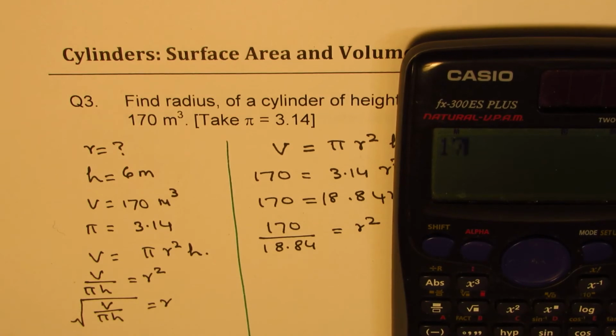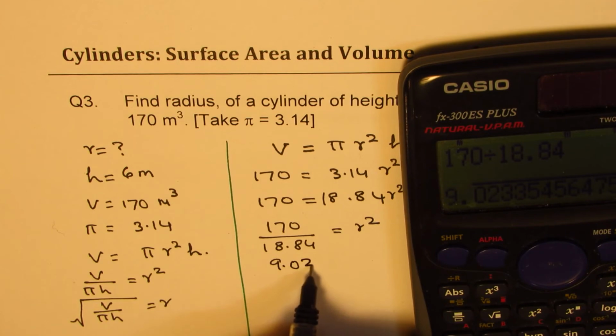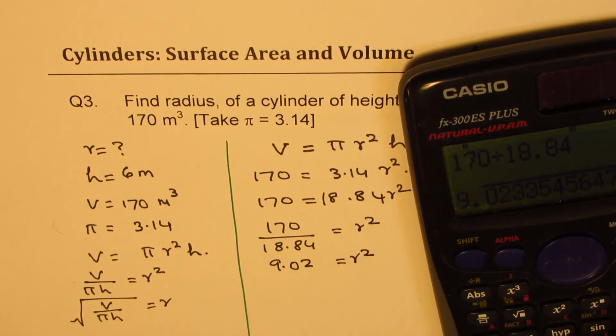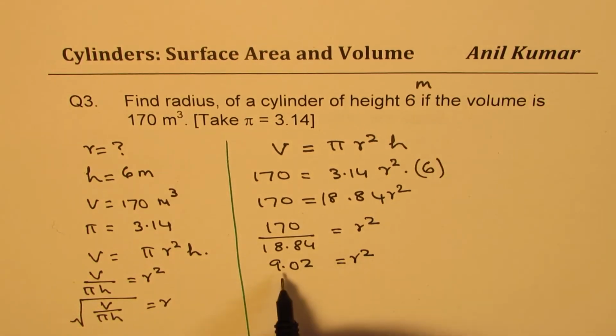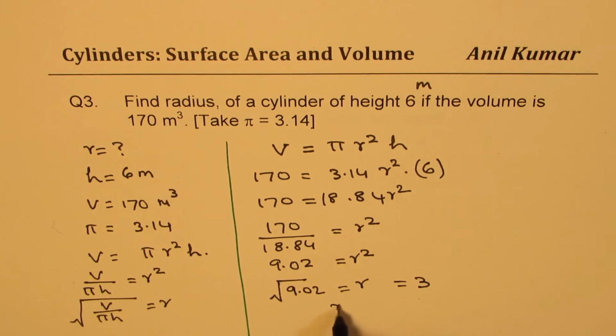So let's divide. 170 divided by 18.84 gives us in decimals a value which is 9.02, equals r square. So if r square is 9, what is r equals to? It is square root of 9. You can say 9.02 if you want to. And you know this square root is equal to 3. So we get r equals 3 meters in our case.